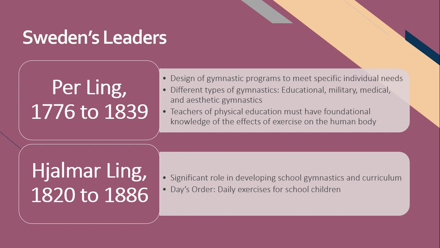Hjalmar Fredrik Ling, Per Ling's son, is recognized for his significant role in developing educational gymnastics. In 1861, Hjalmar Ling was put in charge of the educational gymnastics program at the Royal Gymnastics Central Institute, where he directed the program for 18 years.